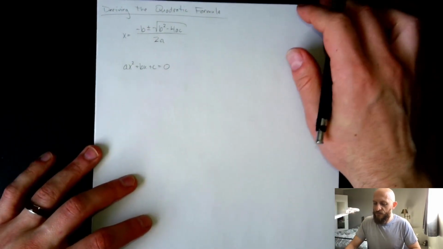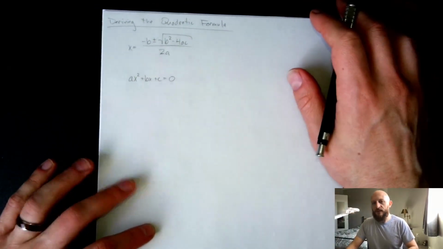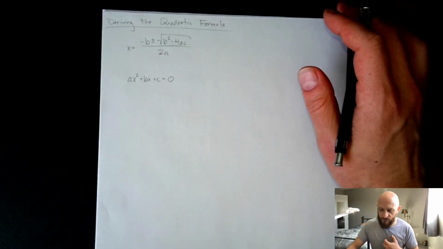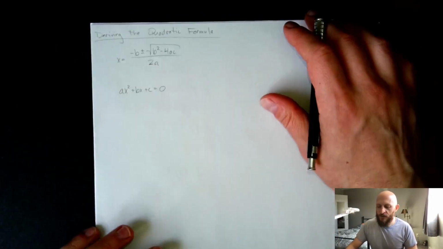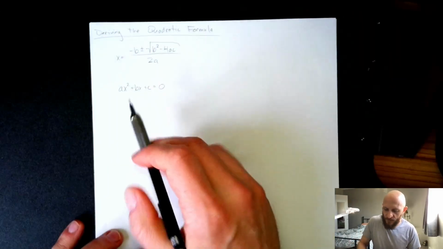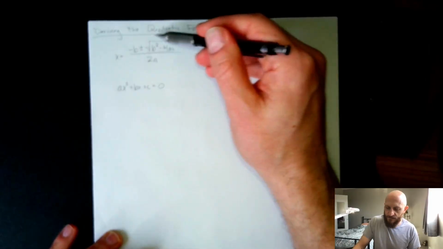If you need some help with completing the square or what those steps are, I just made another video just a few seconds ago, in fact, of how to do that. So you'll want to go check that out. So here I'm just going to run through the steps rather than list them all out. And we're going to arrive at the quadratic formula.